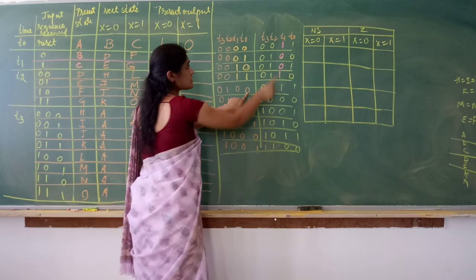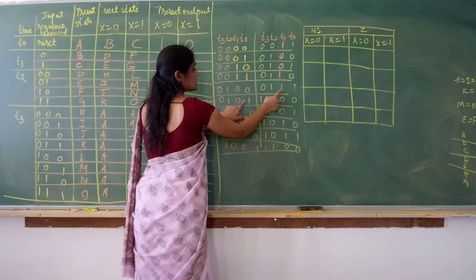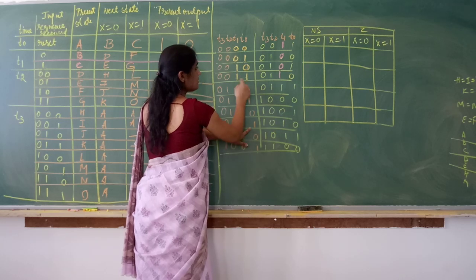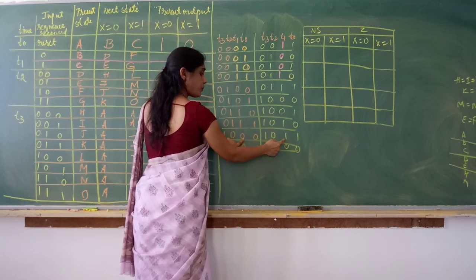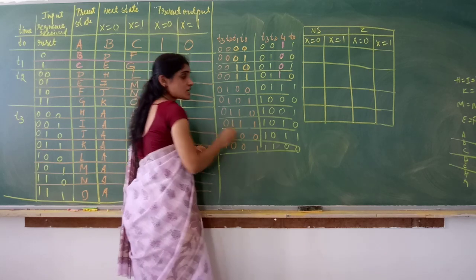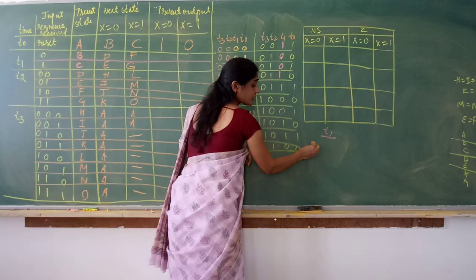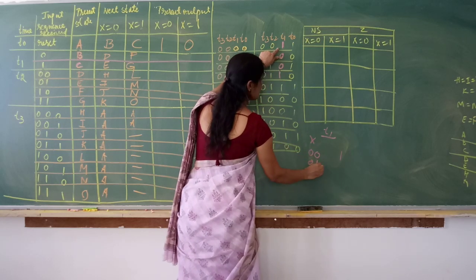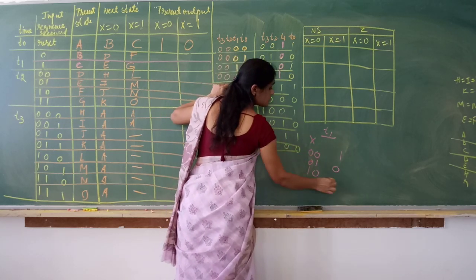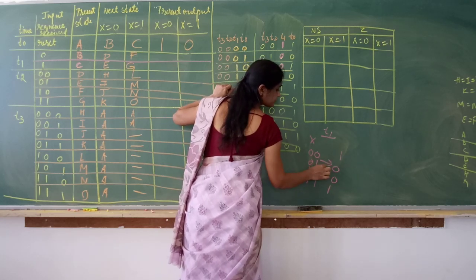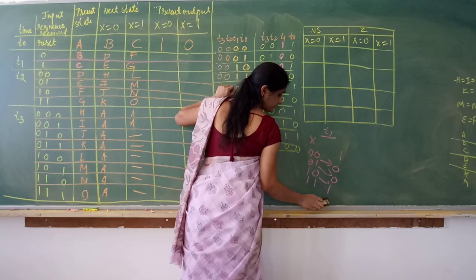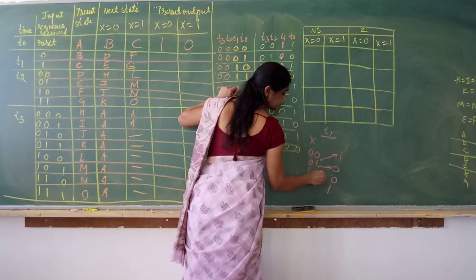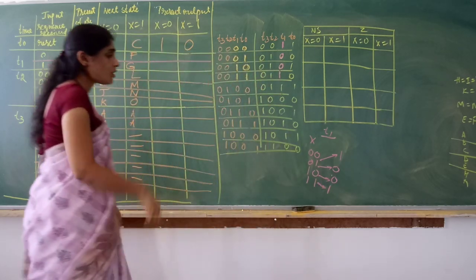So at time t1, if the input is 0, 0, what is the output? Is it correct? 0, 0. Okay, if the input is 0, 0, output is 1.